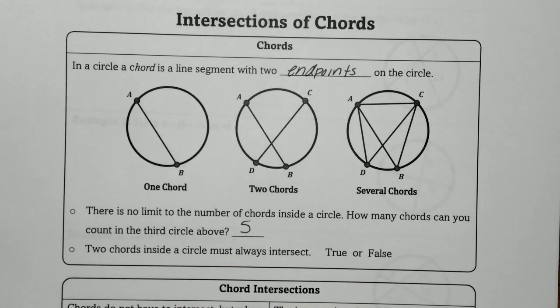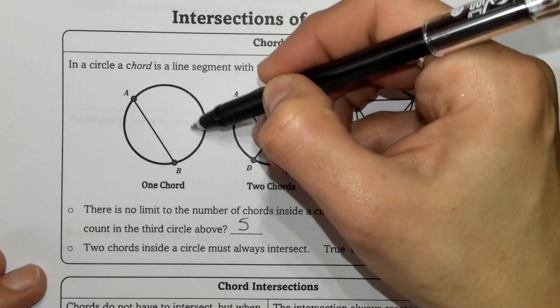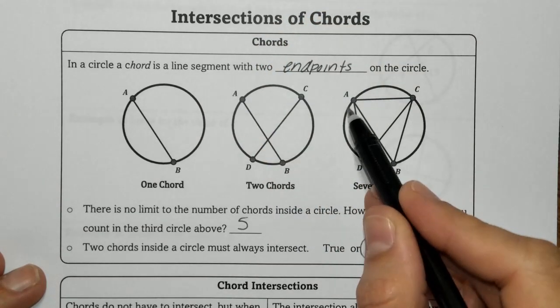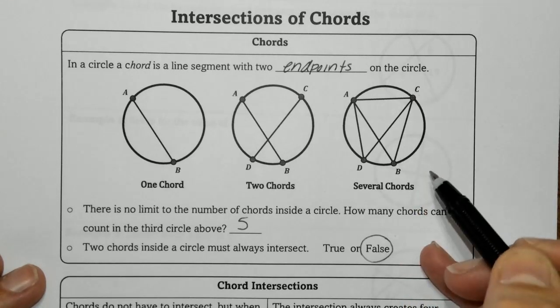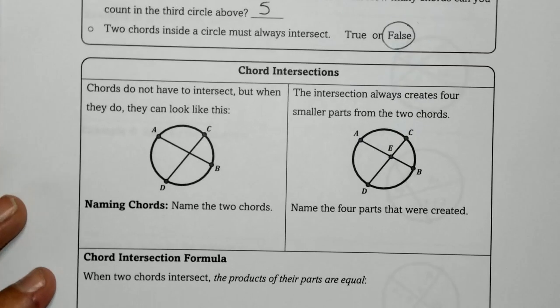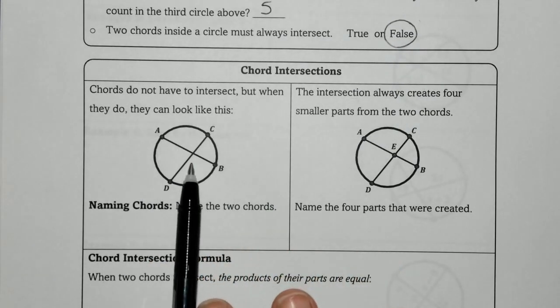Two chords inside a circle must always intersect. This is a false statement because I can draw another chord right here. Those two don't intersect. If you look over here, segment AC and CB, they might meet at an endpoint, but they don't actually intersect. So chords do not have to intersect. When they do, this is what it looks like.